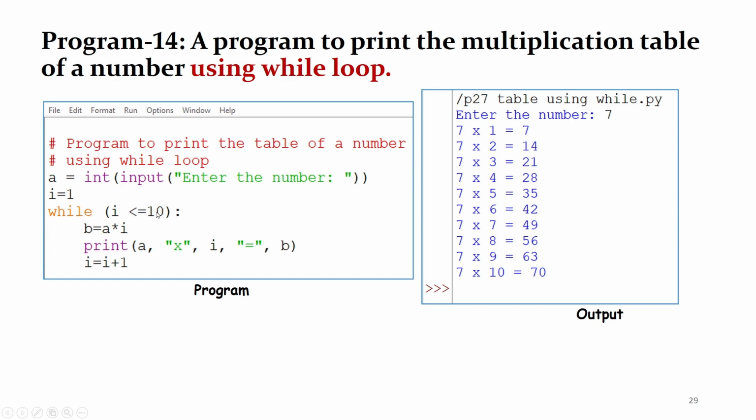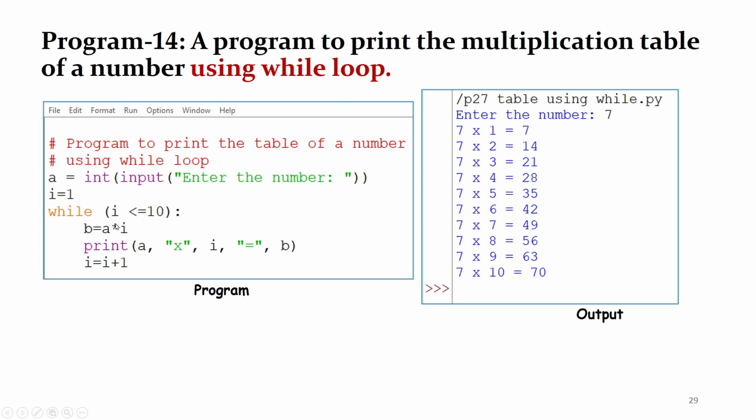See, in for loop we were taking the number, the last value plus 1, but in while loop we need not take the number as one number ahead. Here we can have the step value, the last value as it is. There is no need to add 1 to it. So I'm checking I less than or equal to 10.